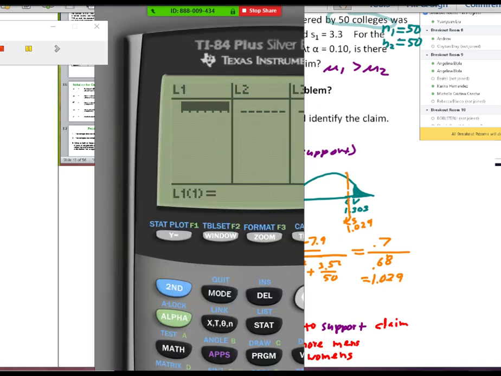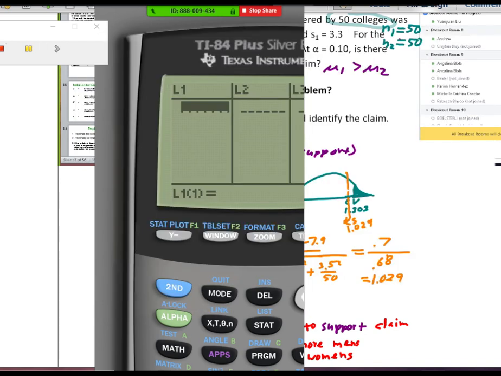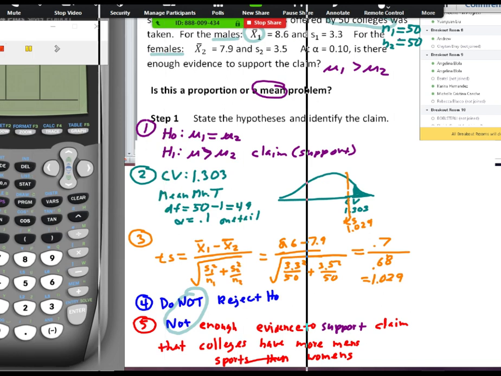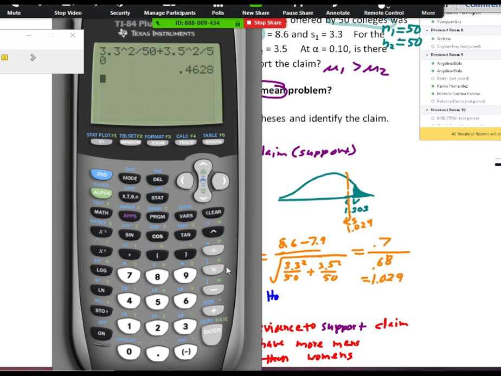Do you guys want me to walk through a quick one here? Great. So we're going to do, again, working from the inside out. 3.3 squared divided by 50 plus 3.5 squared divided by 50. And then we need to square root that. I just like to raise it to the 1/2 power, which is 0.5, 50%. Raise to the 0.5 power. And that gives me 0.680 on the bottom.